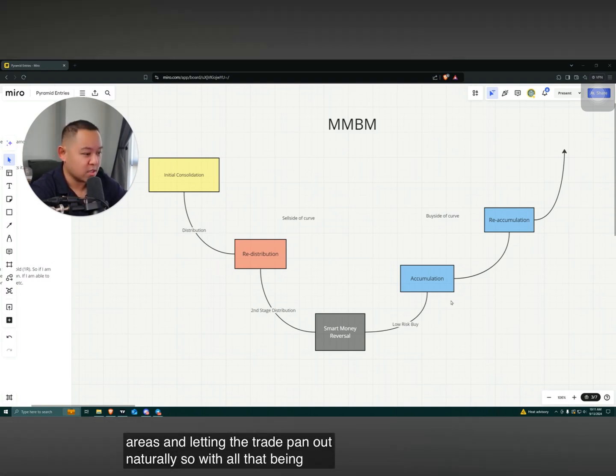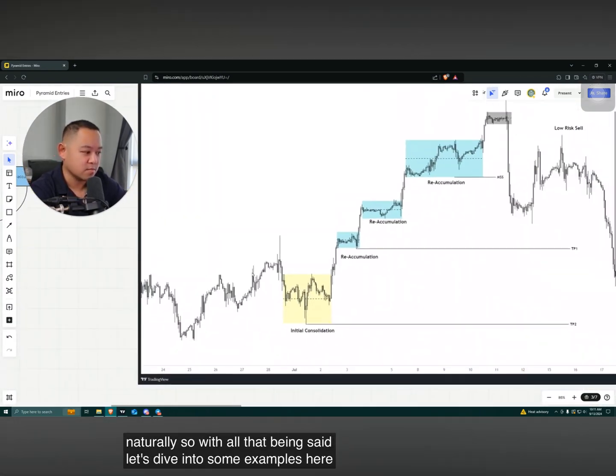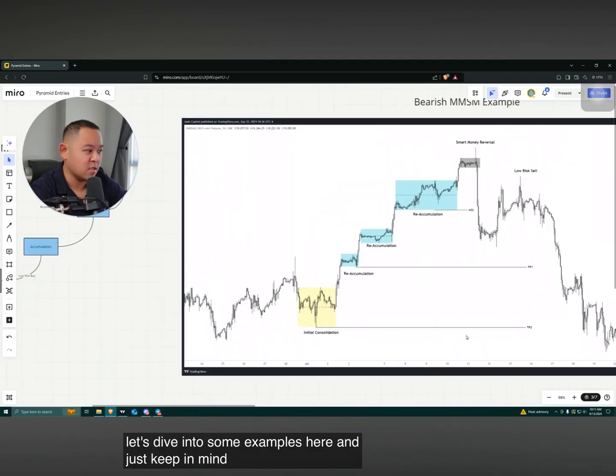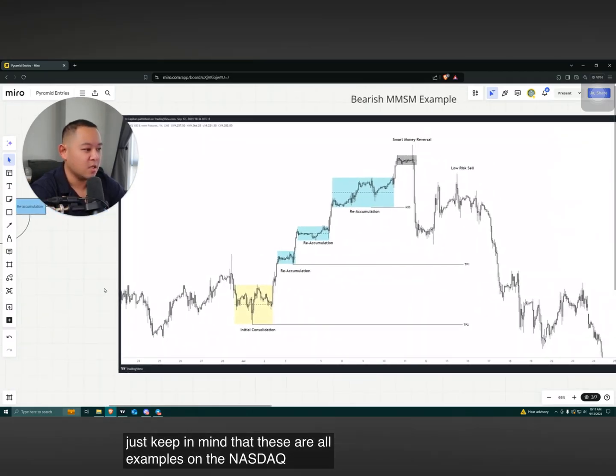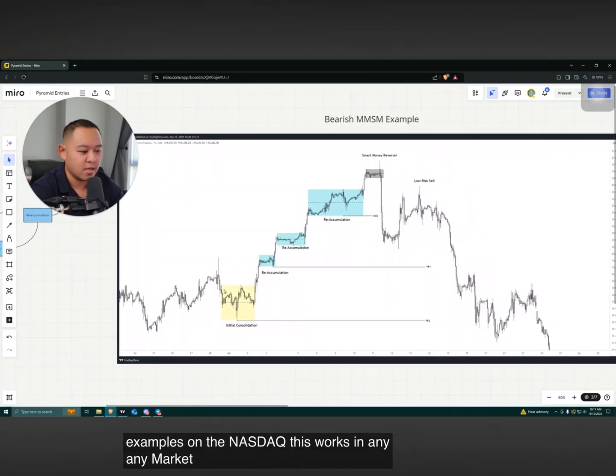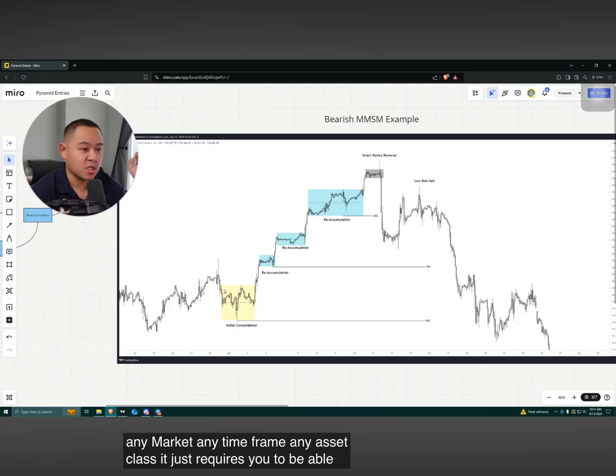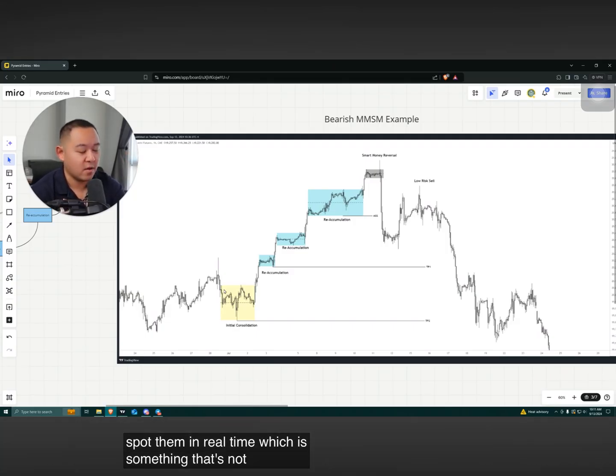So with all that being said, let's dive into some examples here. And just keep in mind that these are all examples on the NASDAQ. This works in any market, any time frame, any asset class. It just requires you to be able to spot them in real time, which is something that's not very easy.